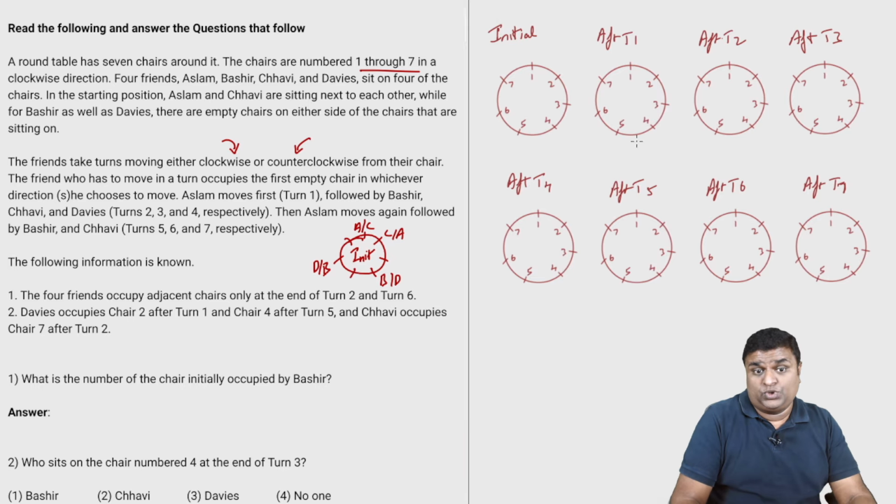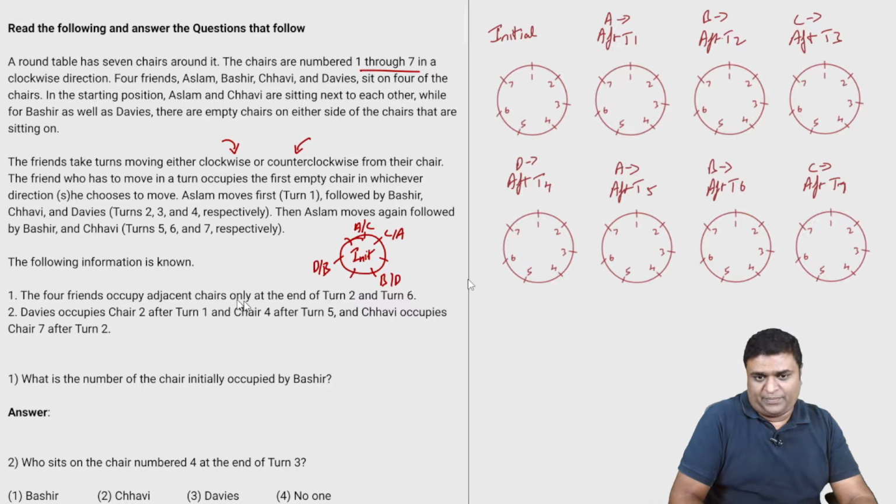Turn 1, what happens? Who's moving over here? I know that A is moving, right? So A moves first. A moves, then you have B moving, then you have C moving, right? And then you have D moving over here, and then it's once again A and B and C. Okay. Now just very few clues. And what are the clues over here?